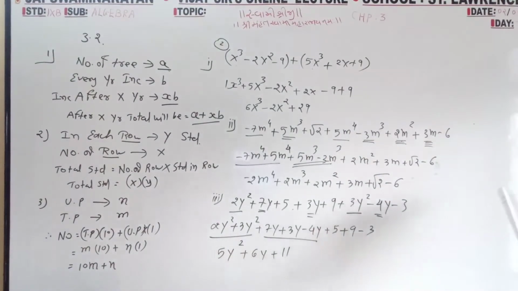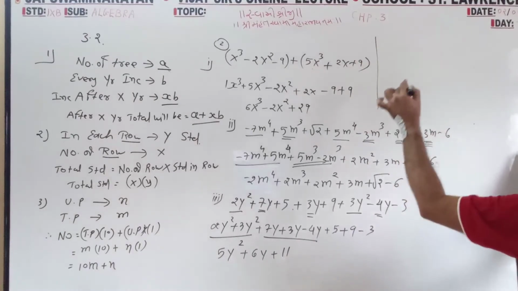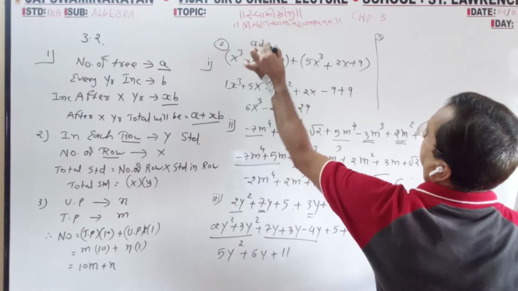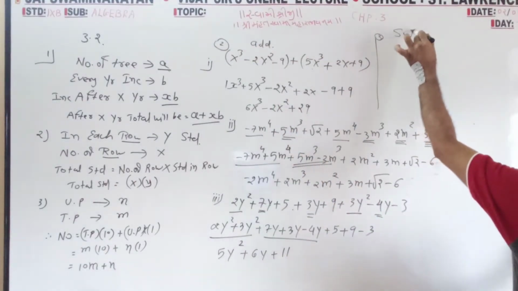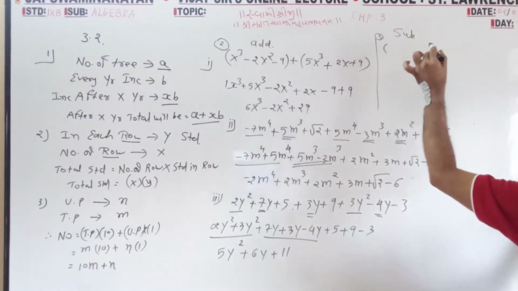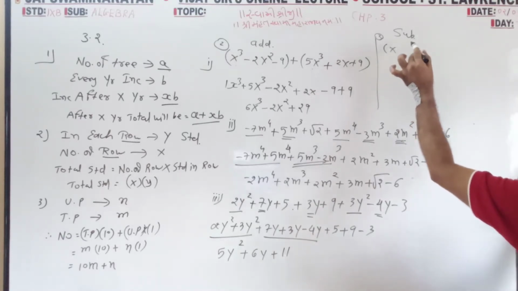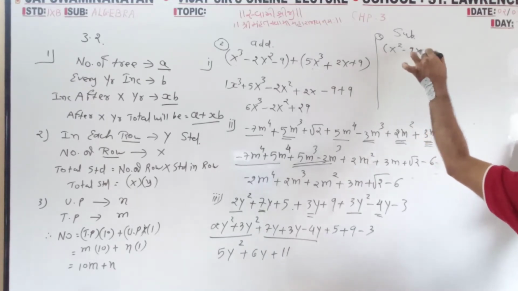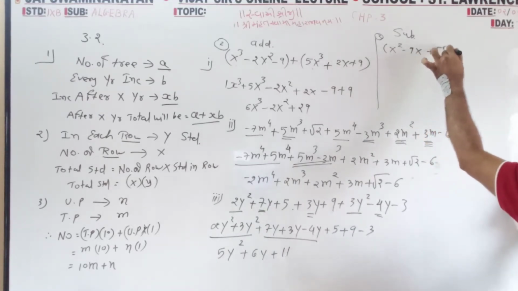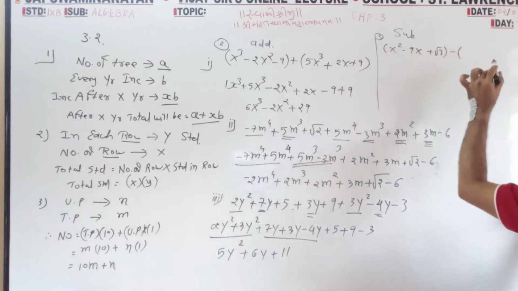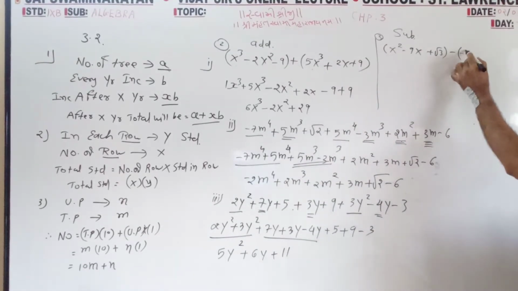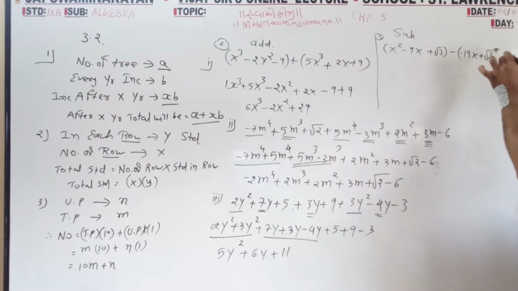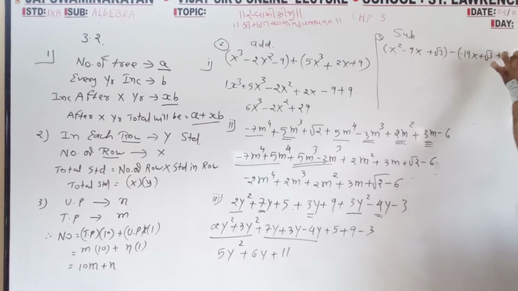Now subtraction. Here to add, here to subtract. The first polynomial is x square minus 9x plus root 3, minus 19x plus root 3 plus 7x square.